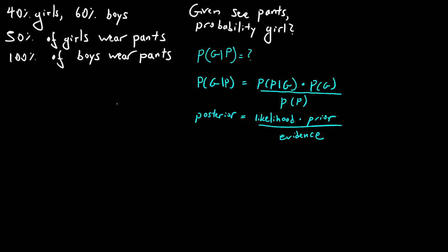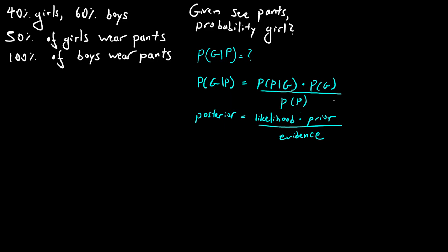Hey folks, so today I want to show you a visually intuitive way to do Bayes' rule problems. This one came off the Wikipedia page for posterior probability, and it's that you have a school where there are 40% girls, 60% boys, 50% of the girls wear pants, and 100% of the boys wear pants. The question is, given that we've seen someone who's wearing pants, what's the probability that they are a girl? Also known as the probability of girl given pants.